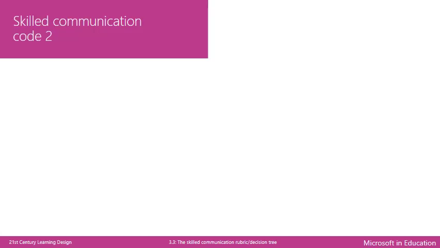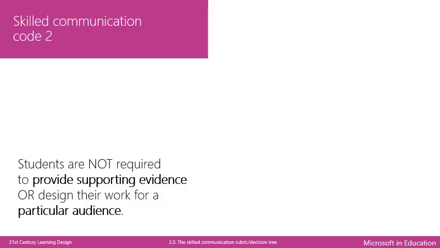As I said, the first question asks if the activity requires extended or multimodal communication. If the answer to this question is yes, students are required to produce extended communication or multimodal communication, then I must ask if the students are required to provide supporting evidence. If the answer is no, then I must ask if the students communicate to a particular audience. If the answer to this question is also no, the learning activity is coded at a 2. In other words, students are not required to provide supporting evidence or design their work for a particular audience.